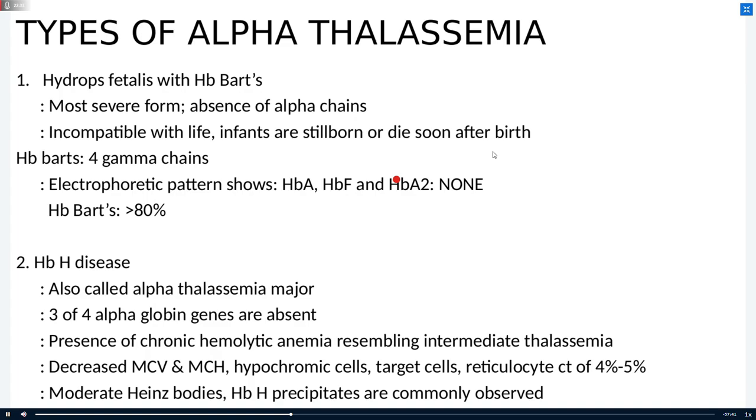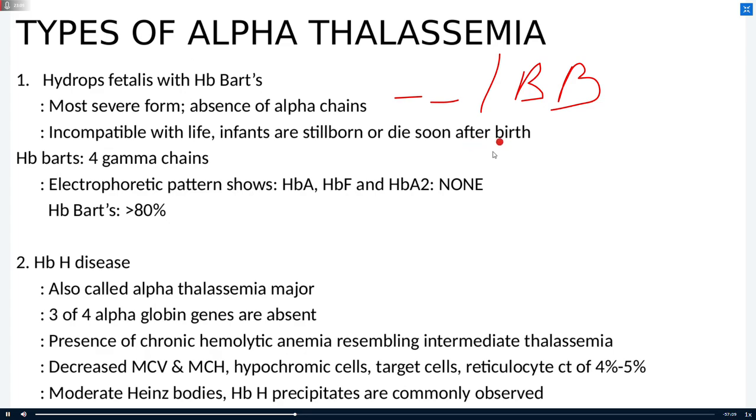So one of those would be your hydrops fetalis with hemoglobin BARTS. So this is the very severe form class of alpha thalassemia. In this case, there is absence of alpha chain. Incompatible with life class. Yung mga batang merong ganito, yung mga newborns. Infants are stillborn or die soon after birth.